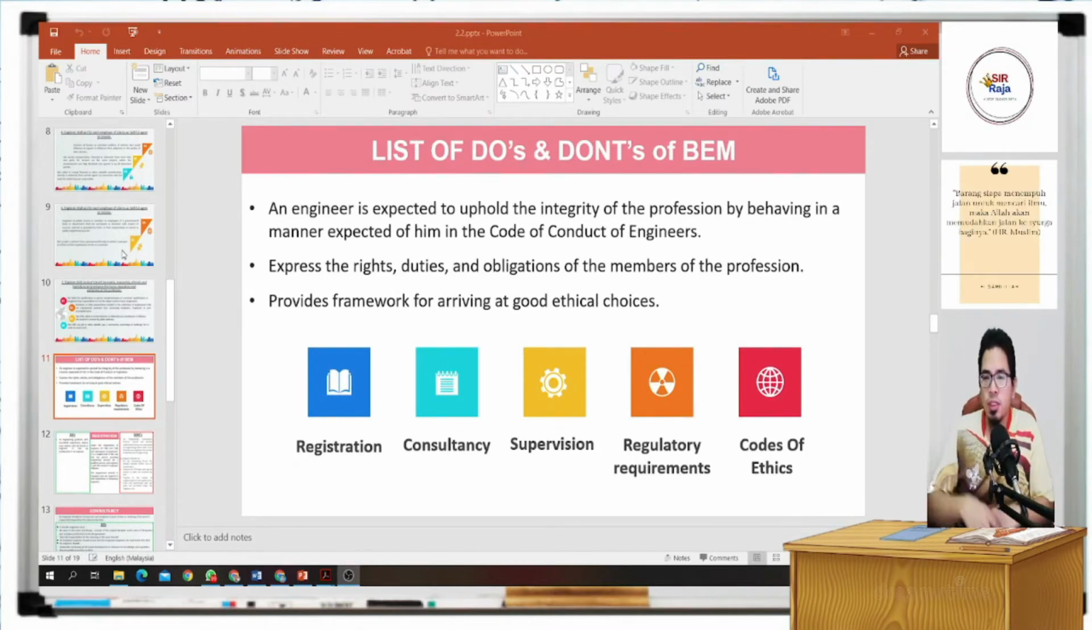So this video is intended to answer questions from students related to chapter 2.2, the part that we have the list of do's and don'ts under the Code of Professional Conduct stipulated by the Board of Engineers Malaysia. If you still remember class, I've given you a task to provide questions on this part.